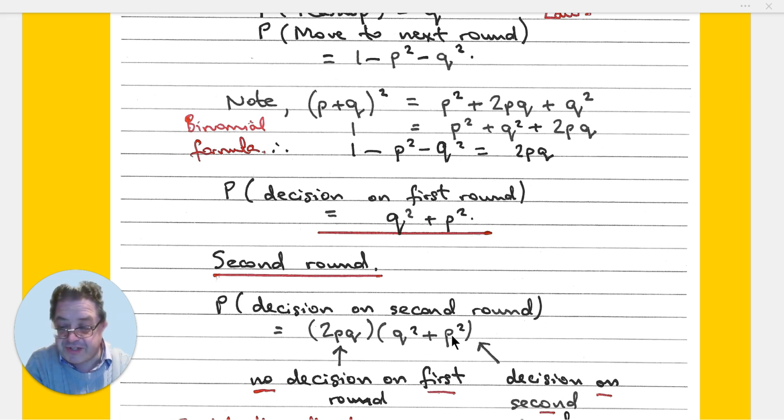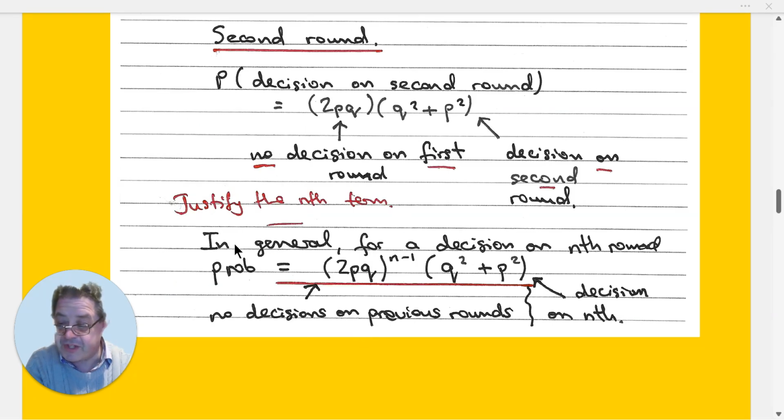So the analysis of this situation is every time we're going to have the p squared plus q squared, and we're going to have 2pq's as many times as is needed to get to that round. So in general, on the nth round, we've had n minus 1 rounds with no decision. That's (2pq) to the n minus 1. And then we have a decision on the nth round, which is q squared add p squared.